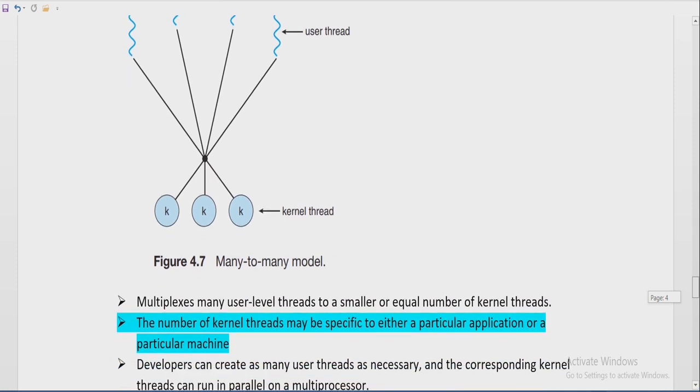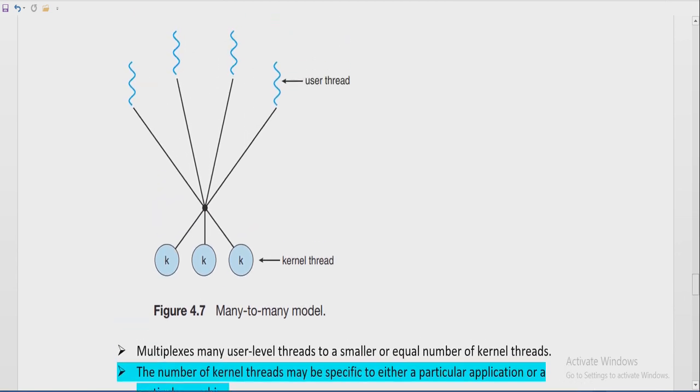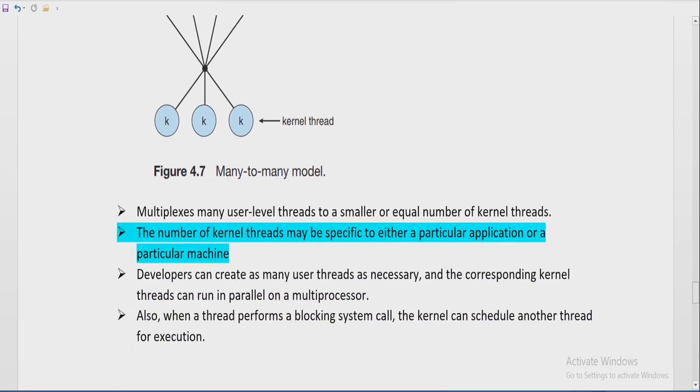Okay, that's given here. And here the number of kernel threads may be specific to either a particular application or a particular machine. So how many kernel threads can be made depends on that particular application. Some applications or systems restrict the number of kernel threads, saying only this many can be created, and the kernel thread creation is based on that. Okay, next, developers can create as many user threads as necessary, and the corresponding kernel threads can run in parallel on a multiprocessor.